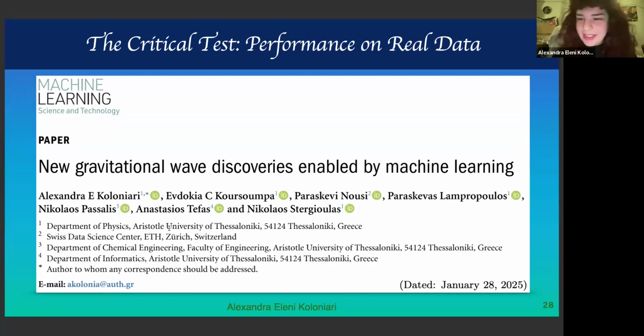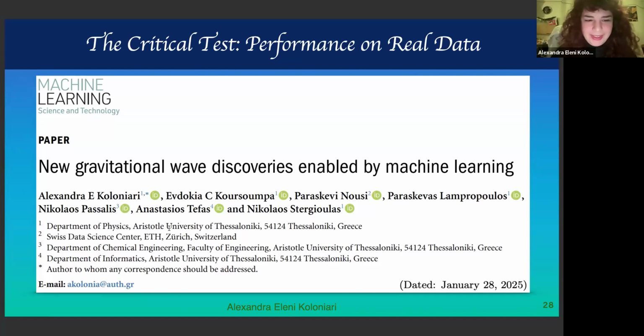And now we can move on to the critical test, which is the performance on real data. Because after all, I can stay here and talk to you about different test datasets and comparison of ResGW with different pipelines, but that doesn't matter if we can't actually have a good performance on detecting gravitational waves in real data, because at the end of the day, that is our purpose.